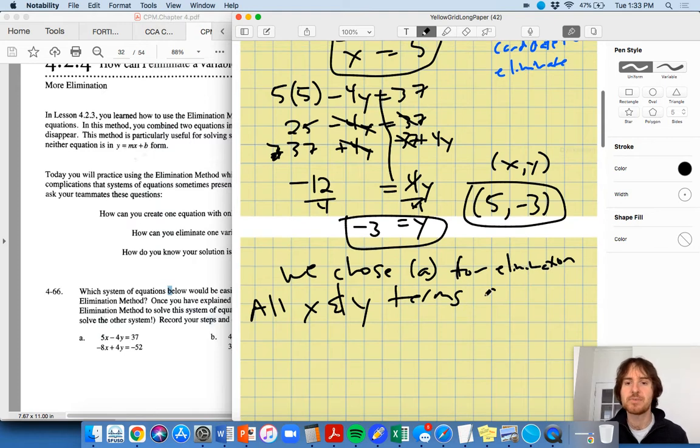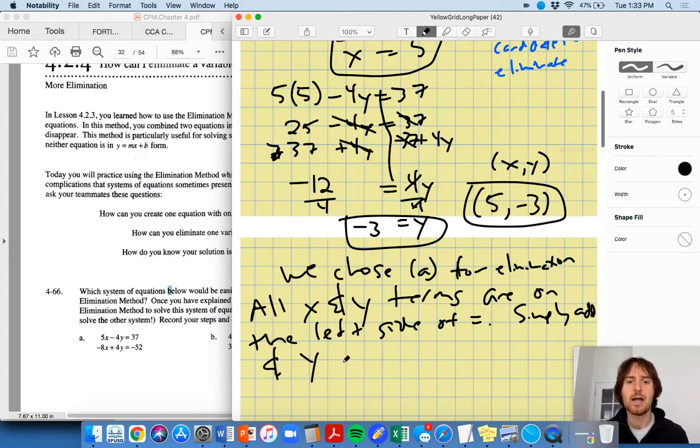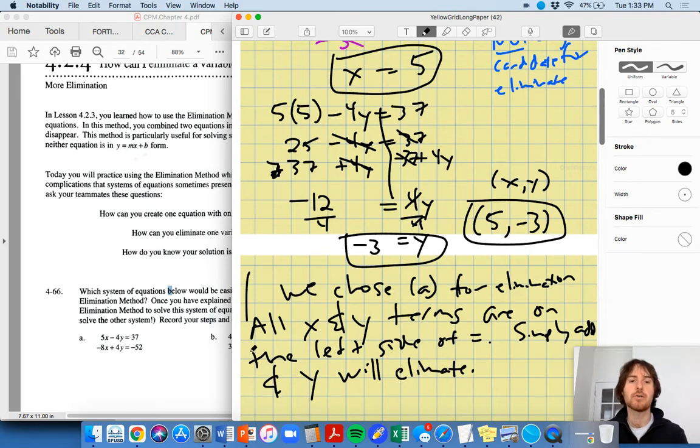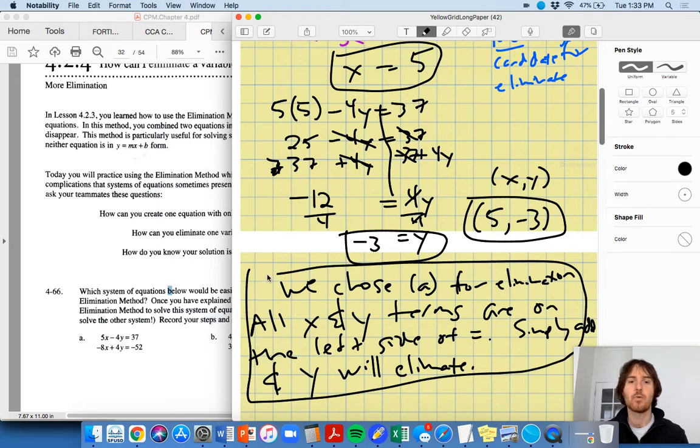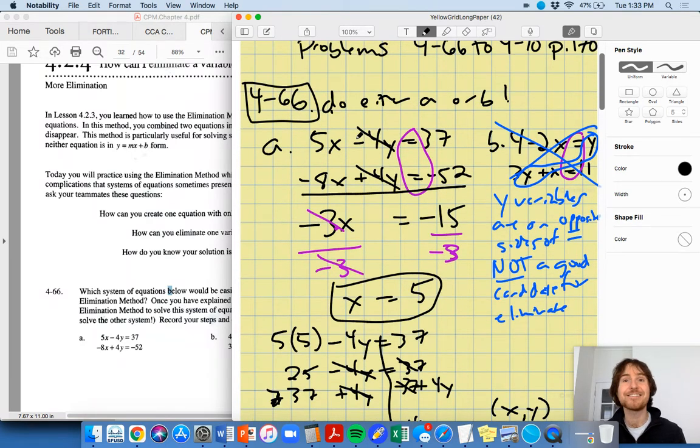All x and y terms are on the left side of equals, okay? Simply add and y will be eliminated. Or I'll just write eliminate right there. Okay, so that's why we chose this. So I should hopefully hear some justification for it here. What's a simpler way than saying I got all my x's and y's on the left side of equals? Well, these are written in what form? That's a quicker way you could have written this.